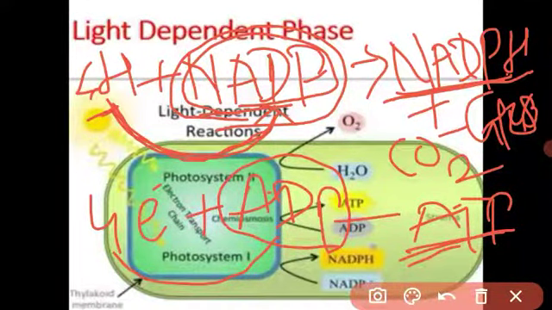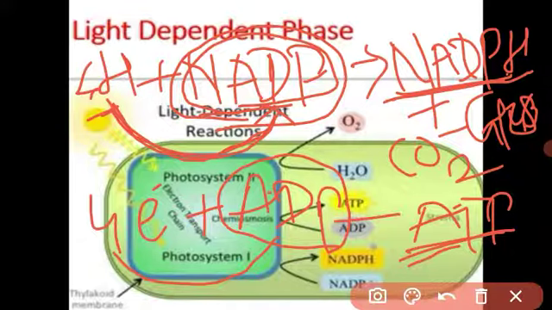ATP is the adenosine triphosphate. This reaction is called phosphorylation. Phosphorylation means what? The ADP is converted into the ATP. With the addition of a phosphate group, ADP, adenosine diphosphate, when another phosphate group is added, converts into ATP. ATP means adenosine triphosphate. This reaction is called phosphorylation.